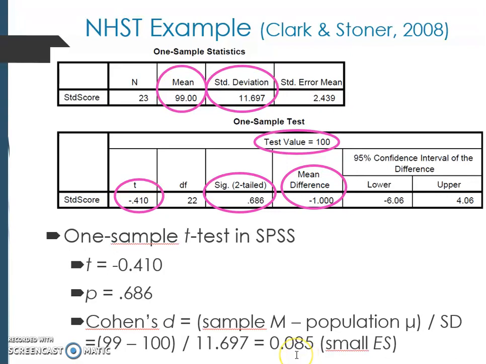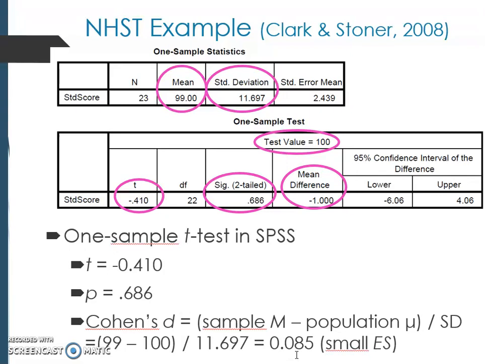0.085. Cohen came out with some rules of thumb to indicate effect size, kind of like Nunnally did for Cronbach's alpha. This 0.085 is a very small effect size. It basically says that the Braille readers' scores on the test were 0.085 standard deviations below those of normal sighted readers.